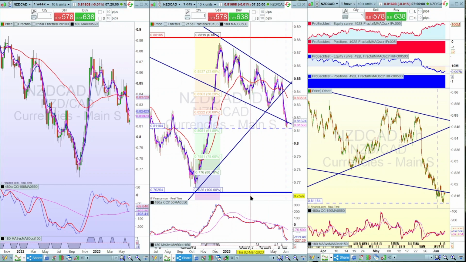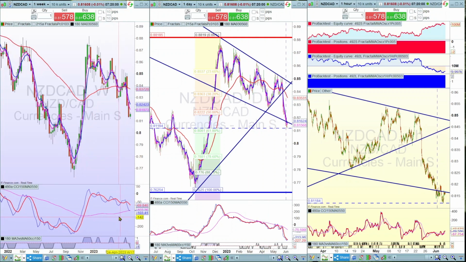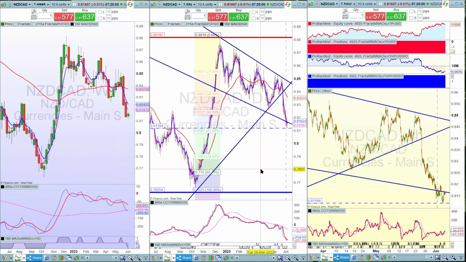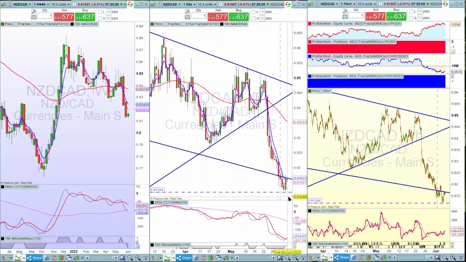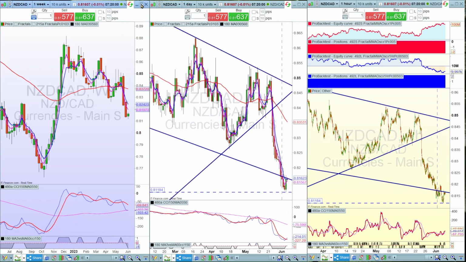This is the New Zealand Canadian dollar currency update. On our weekly, we're in a bearish momentum, but on the daily, we've broken up into a neutral with this little bull candle that's appeared overnight. So let's go through each of these.